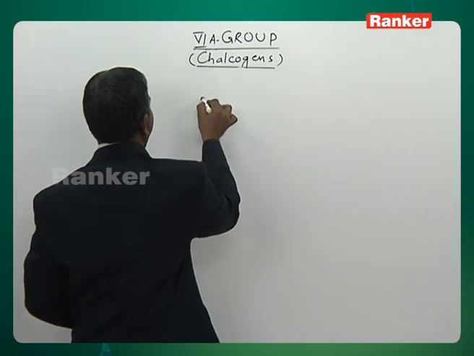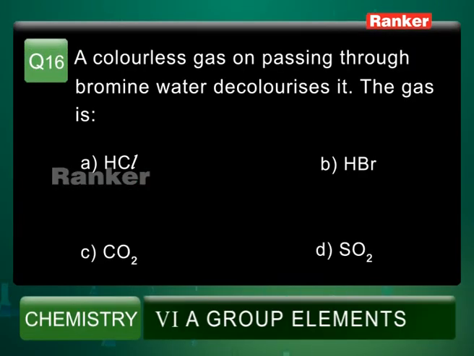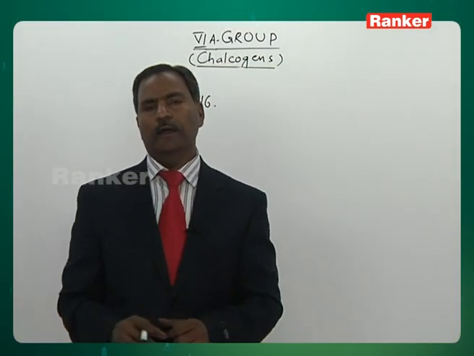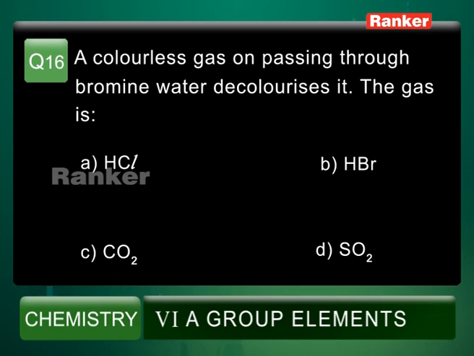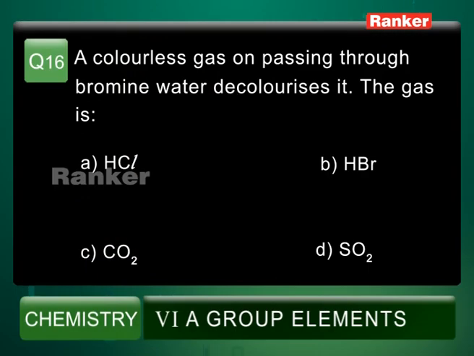Right, question number 16. A colorless gas on passing through bromine water decolorizes it. The gas which is decolorizing bromine water, among the options given is HCl, HBr, CO2, SO2.